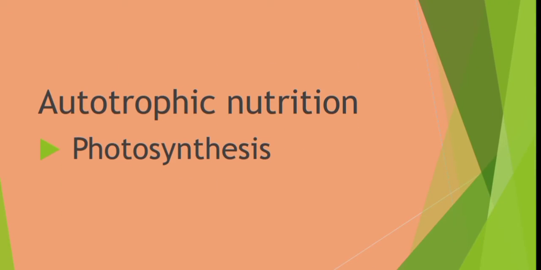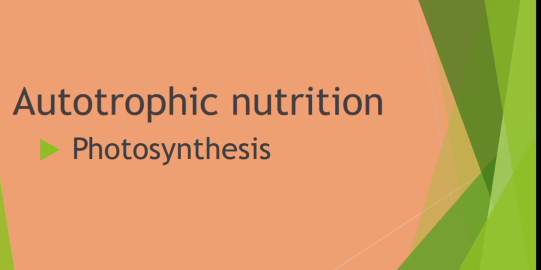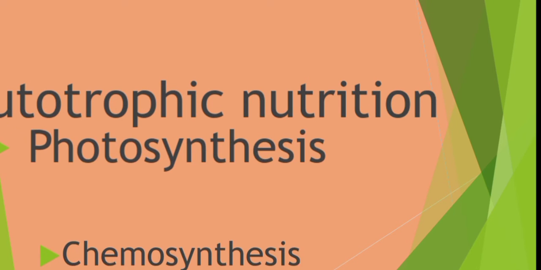The heterotrophic form of nutrition is the type of nutrition carried out by organisms that are not able to manufacture their own food from simple inorganic substances. We have various types of autotrophic nutrition, which are photosynthesis and chemosynthesis.